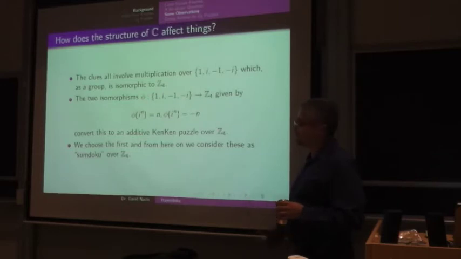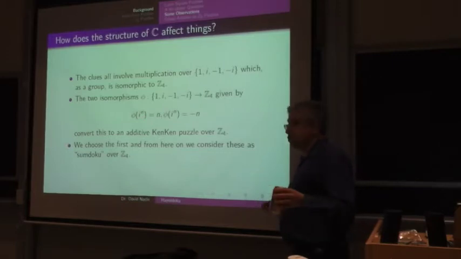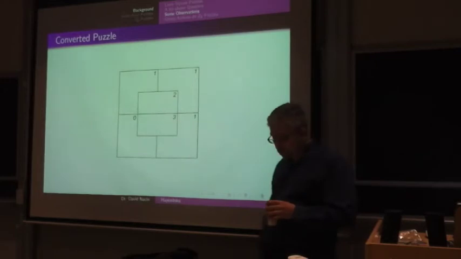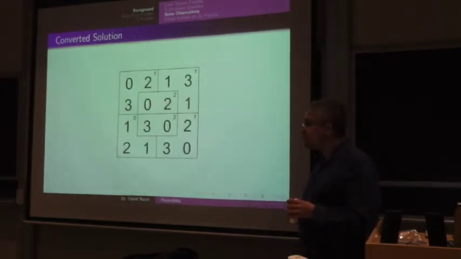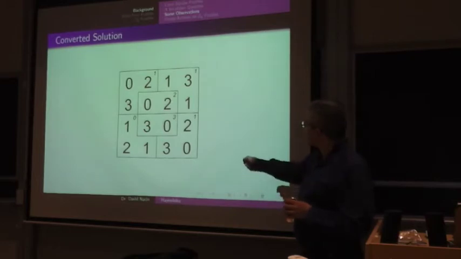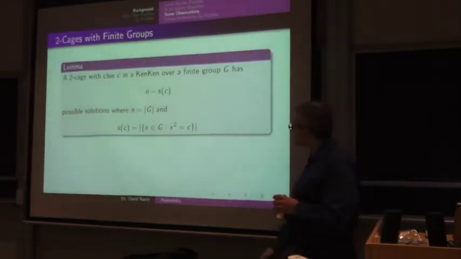I have 2 choices. I've got to map generators to generators. I'm going to pick the first of these 2 choices. I'm going to map i to 1, and I'm going to make these into some doku over the group Z4. So this is the converted puzzle, and this is the converted solution. And I'm going to call this a sum doku, where I'm not going to bother writing in the operations anymore because they're all going to be plus, all going to be addition.